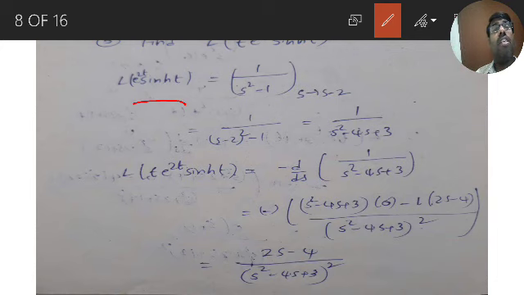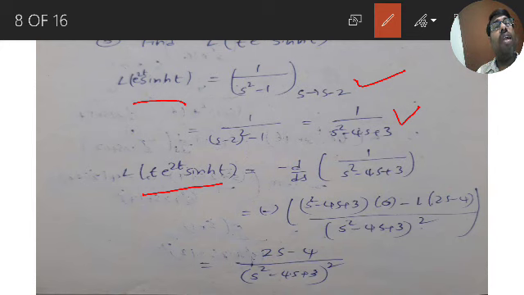L of sinh t is 1 by s square minus 1, where s is replaced by s minus 2. That is 1 by (s minus 2) whole square minus 1. What is (a minus b) whole square? a square minus 2ab plus b square. So 1 by s square minus 4s plus 3. Now you got f bar of s. The first step completed.